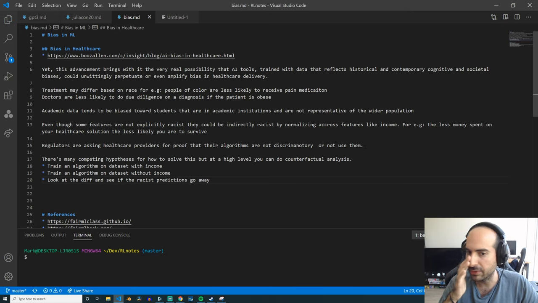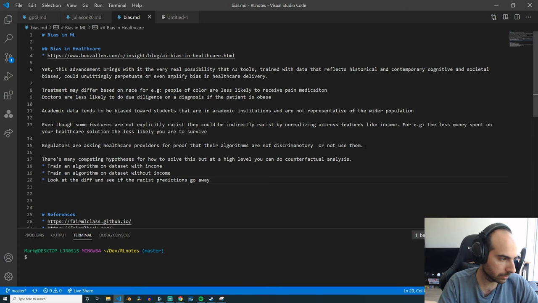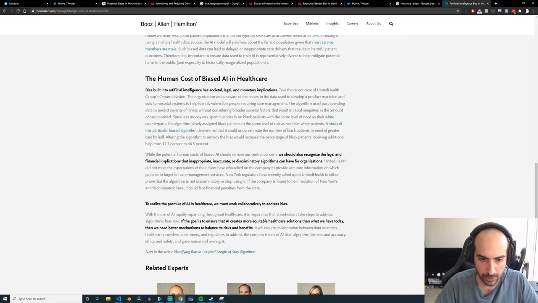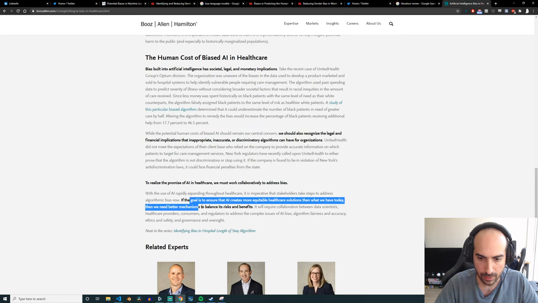I think this is a very straightforward way. It does require you to actually look at the data, unfortunately, which, even though you want to reduce bias, by looking at the data you're going to decrease privacy. So this depends on the use case; you have to decide where to work along this spectrum. You must work collaboratively between data scientists, healthcare providers, consumers, and regulators.